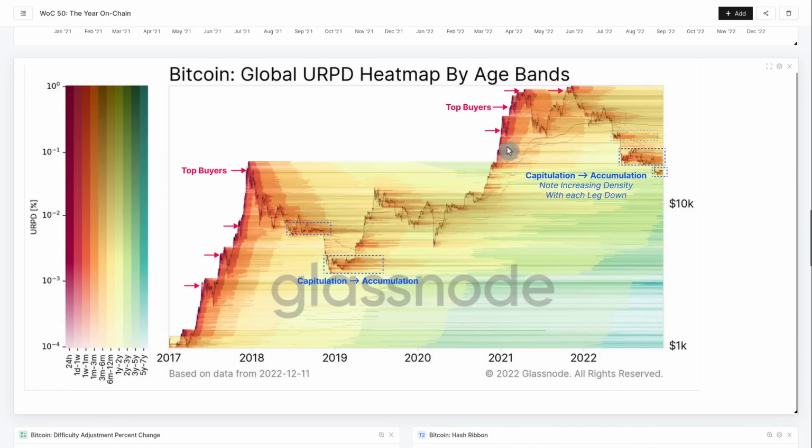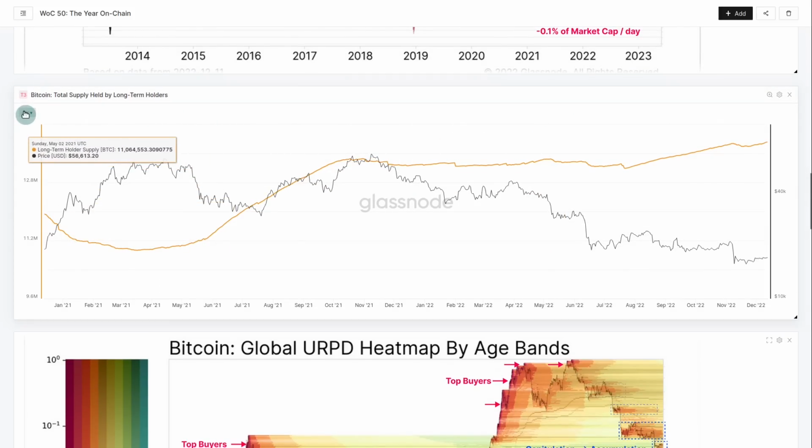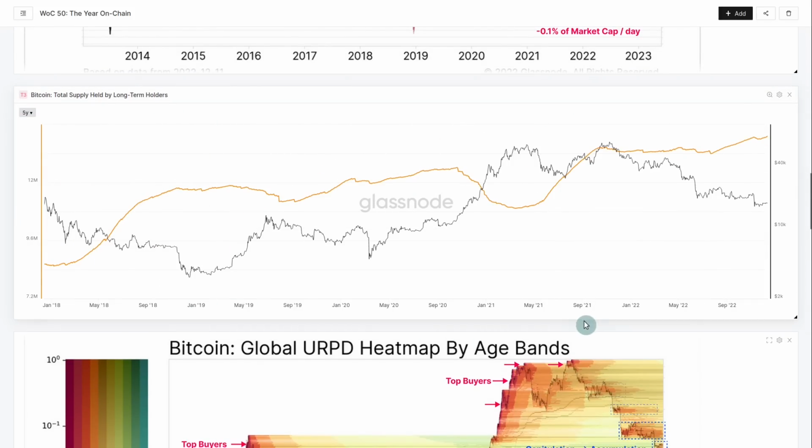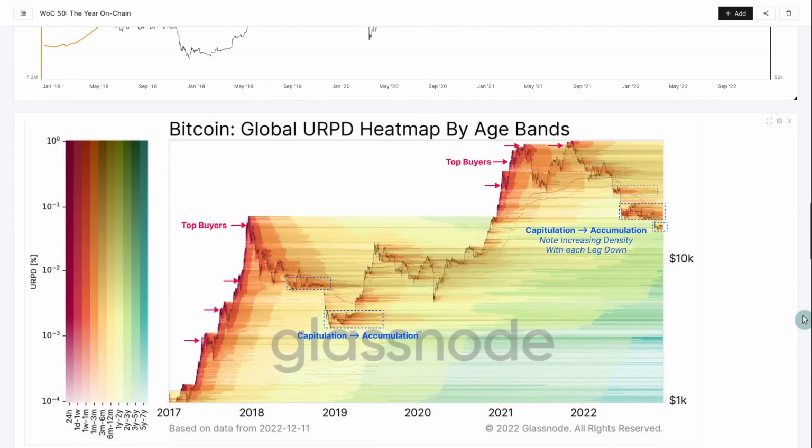So this is long-term holders taking profits. And you can see this, let's actually zoom out on a very similar time frame, 5 years. This spending behavior here is all these long-term holders, the long-term holder supply declining because they're spending and selling to new buyers. So there's a transfer of wealth from old to young.